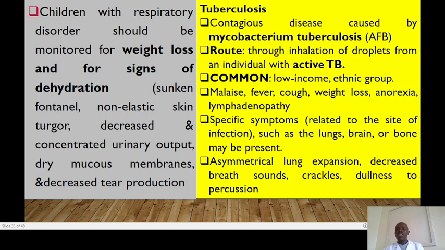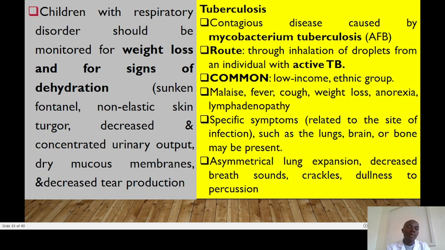Okay, so you have to know that children with respiratory disorders should be monitored for weight loss and for signs of dehydration, which could include a sunken fontanelle, non-elastic skin turgor, decreased and concentrated urinary output, dry mucous membranes, and decreased tear production. Okay guys, that was all about pneumonia, guys.